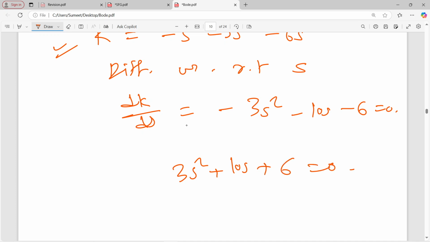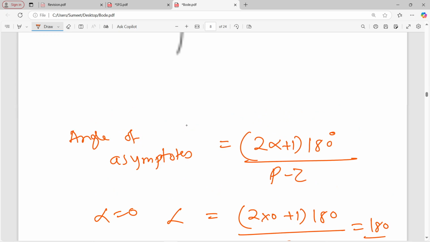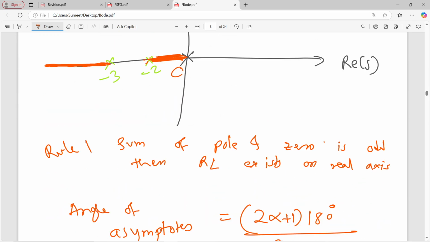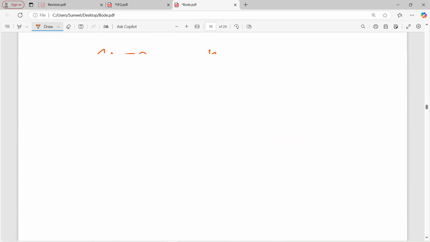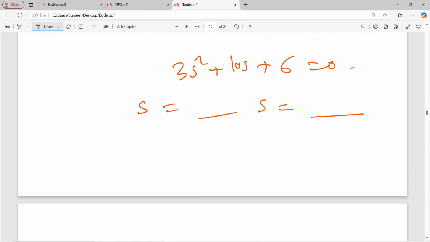So solve this equation in the calculator, you will get two values of s. Out of two values, we have to see which value is present between 0 and minus 2. That will be your breakaway point. Okay. I will not calculate because right now I don't have the calculator. So let us say the breakaway point is minus 0.42. Another value you might get, let us say minus 2.7.